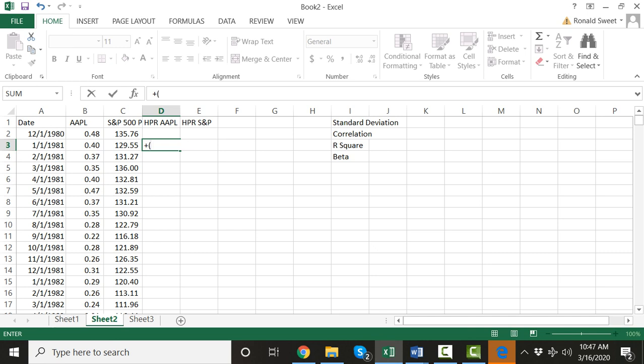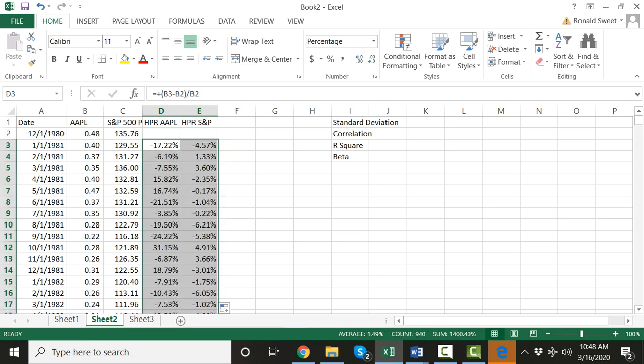So I'm going to do ending market value divided by beginning market value, minus beginning market value, and that divided by beginning market value. And there's my return. So way back then in 1980, Apple had a really bad month, down 17%. I can copy that over to the S&P. Maybe we'll give it 2 decimal places. All right, so we got those two holding period returns. Let's copy them all the way down to the very, very end.